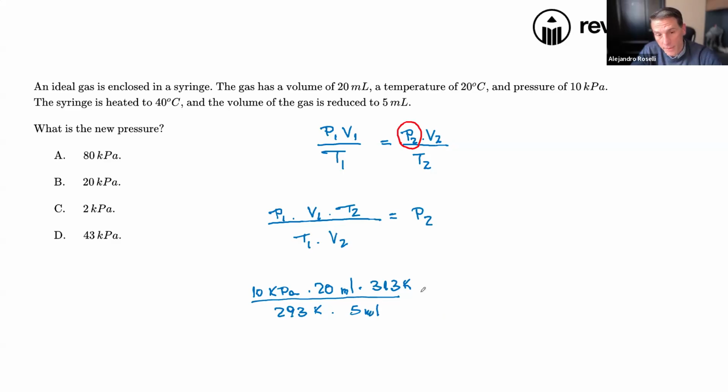Maybe you can check right now with your calculator to get the same results I do. It's 42.7 kilopascals. That's a calculator value, which rounds to two significant figures as 43, which makes D the correct option. And well, hopefully that's what you've got from the beginning.